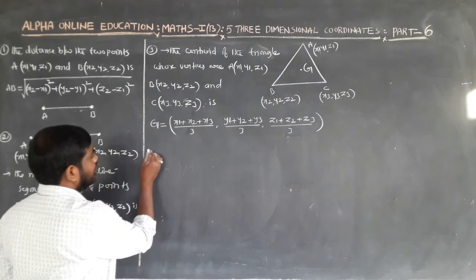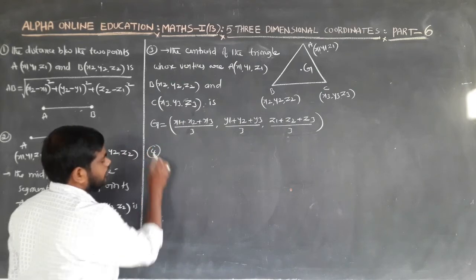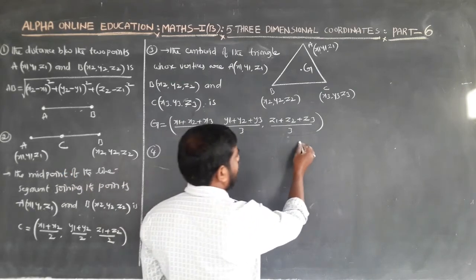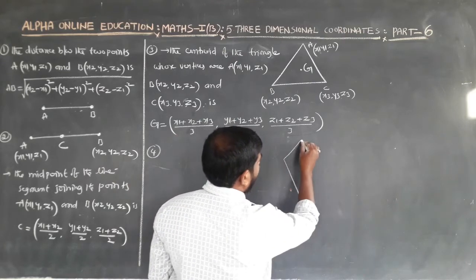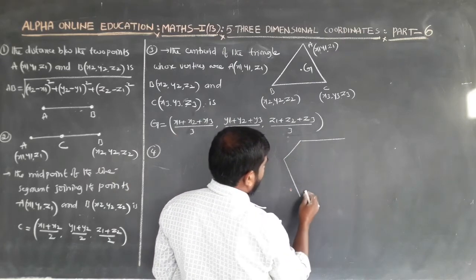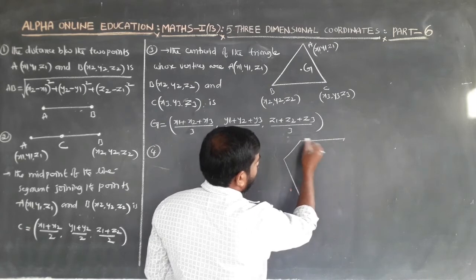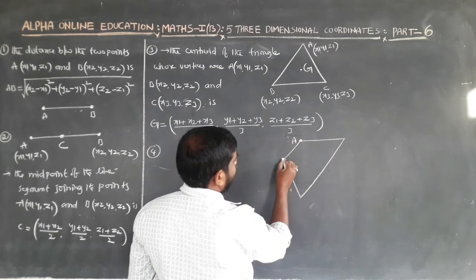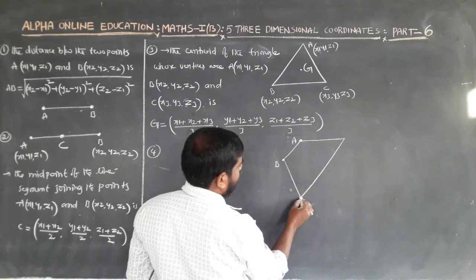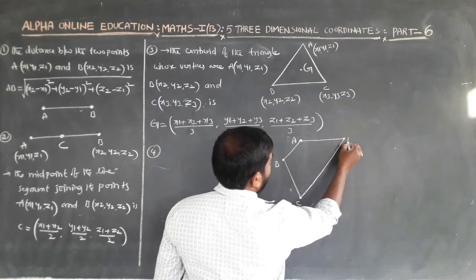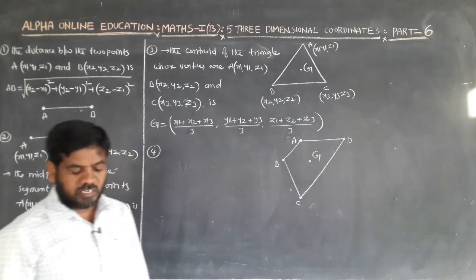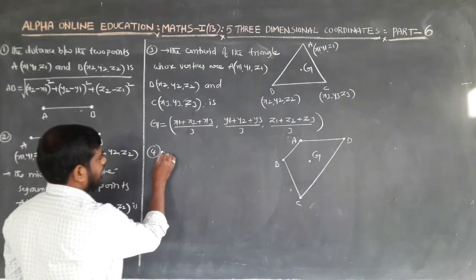Next one, the centroid of the tetrahedron. This is the point A. This is the point B. This is the point C. This is the point D. This is the centroid of the tetrahedron.